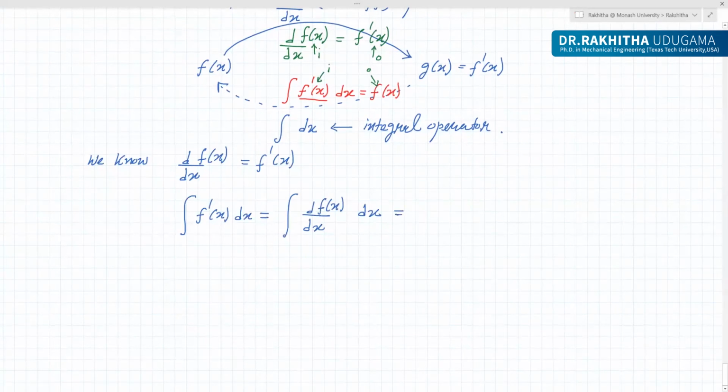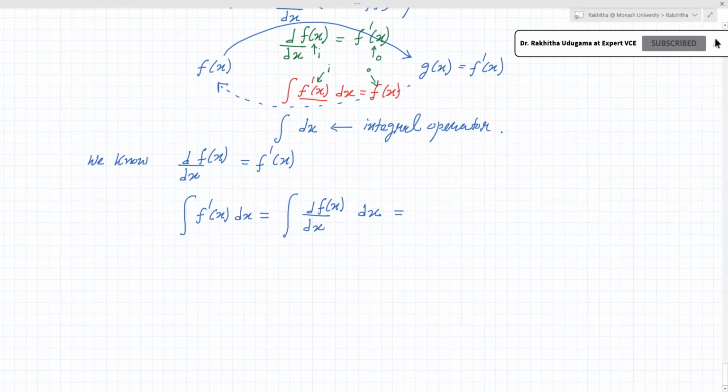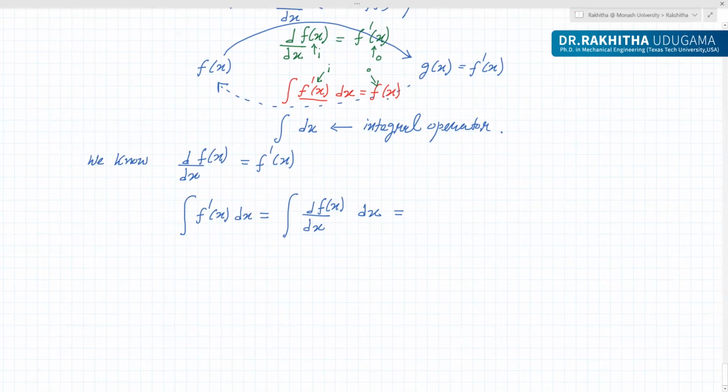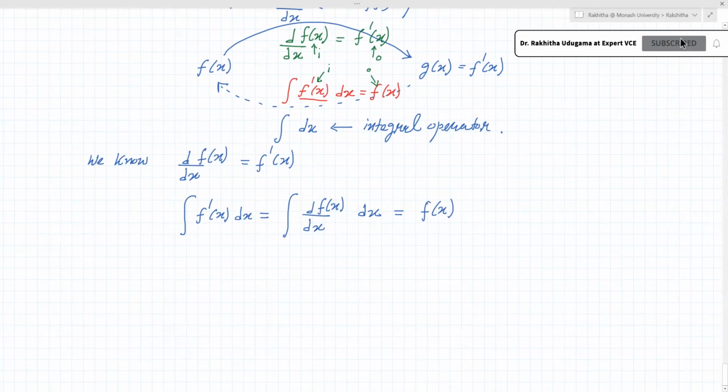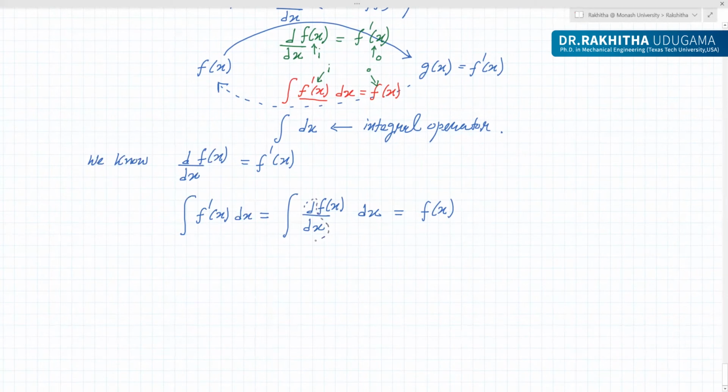So now, what would be the answer? Integration of f dash x dx. What would be the answer? f(x). So it doesn't matter how I write it, ultimately the answer would be f(x). Now, can you see if you have something like this, integration and differentiation? This is your differential operator, and this is your integral operator, along with this dx.